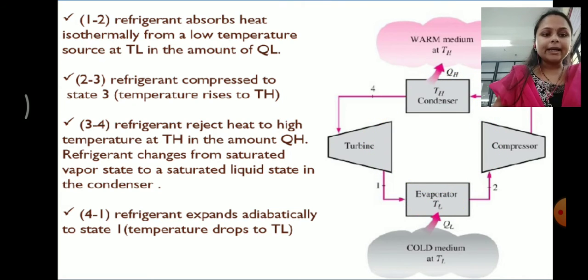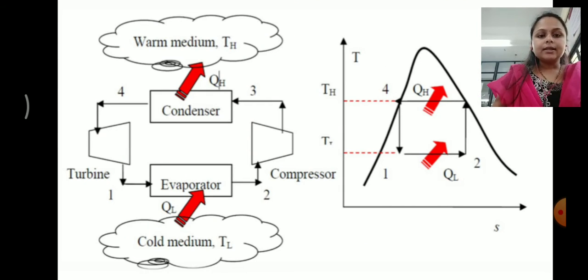In this diagram, remember two things: in the evaporator heat is absorbed from the surrounding, that is QL, and in the condenser heat is evolved to the surrounding, that is QH. And at the evaporator the temperature is TL and in the condenser the temperature is TH. In this diagram, this red arrow shows heat entering into the evaporator and heat being removed through the condenser.